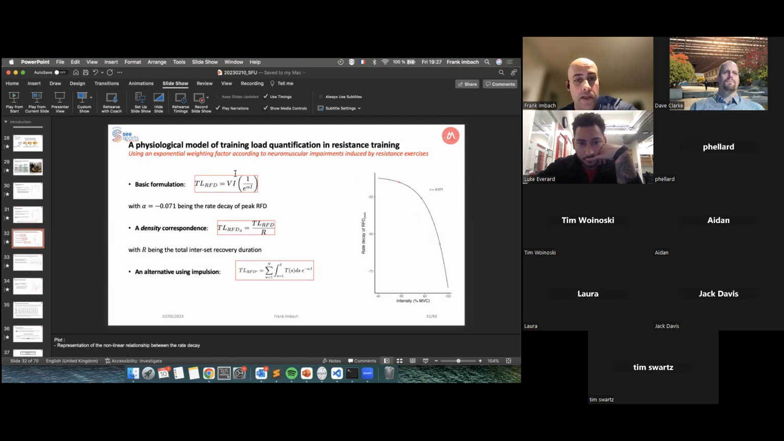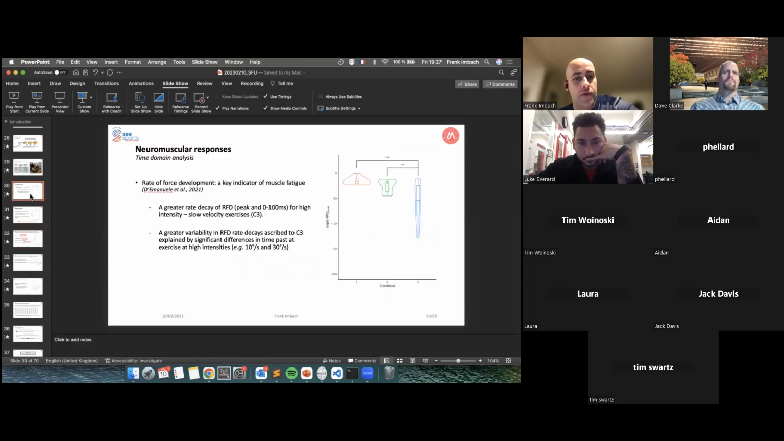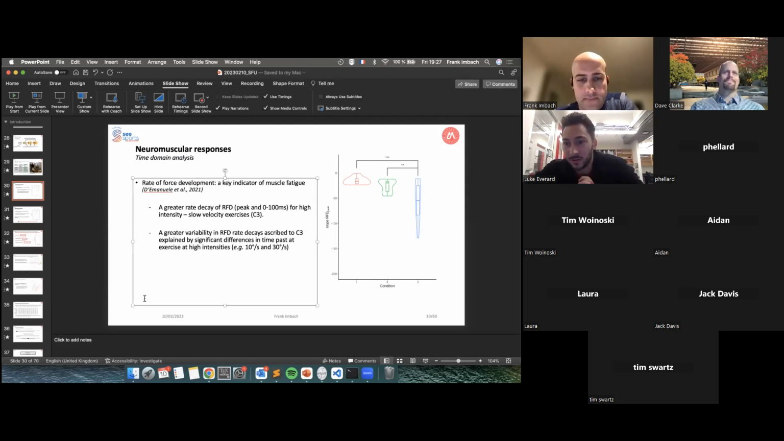Focus on RFD because we know that the rate of force development and the rate decay of force development is a key factor, a key indicator of muscle fatigue. So I think the key of the results is the use of RFD. Okay, cool.